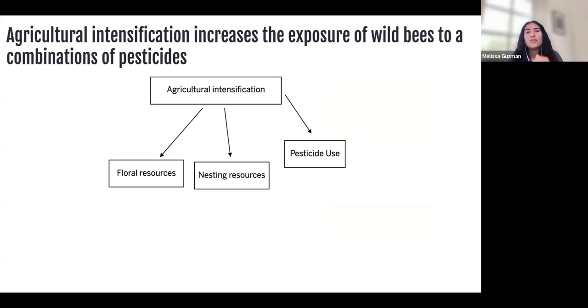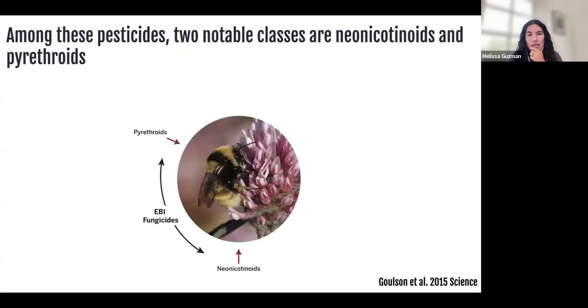But more importantly, with agricultural intensification, we've seen different types of shifts of pesticide use, which exposes bees in the US. In particular, there are two classes of pesticides that have become very prevalent and important in the story. These are neonicotinoids and pyrethroids.